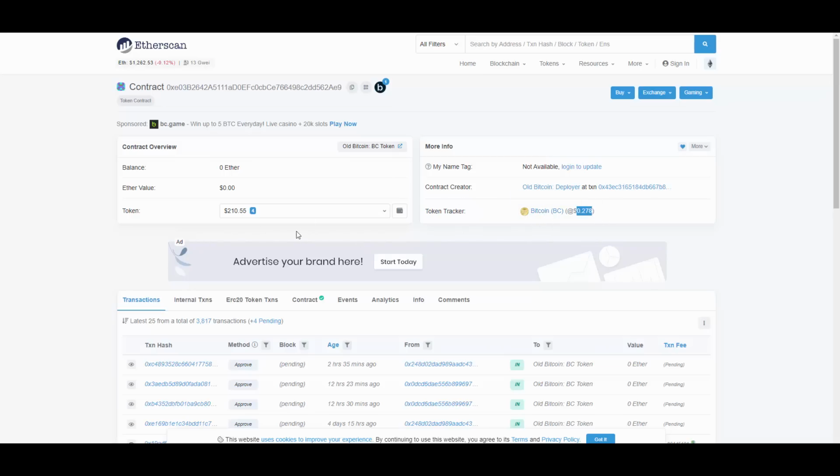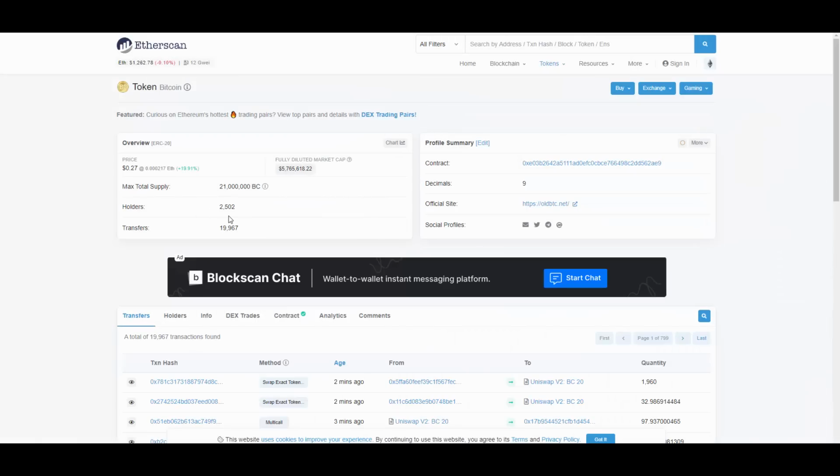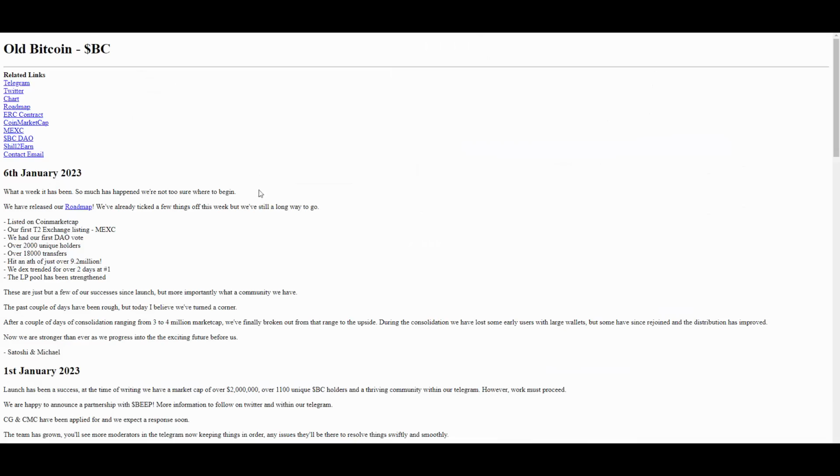And if we actually go to the token page, we are able to see that they have 2,500 unique holders, and this is growing. 20,000 transfers, guys, okay? 5.7 fully diluted market cap, so this could absolutely go huge. Anyways, guys, do your own research, do your own due diligence. I'm just showing you the project as a fun fact here.